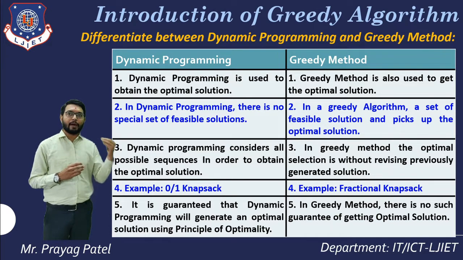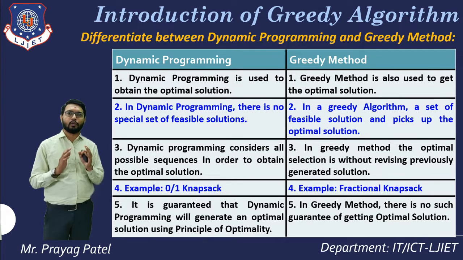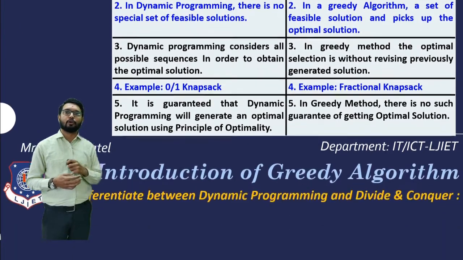But if you want to find the change for 7, then you first select one coin of 6, then next select one coin of 1. So 2 coins are required. According to greedy and according to dynamic, in both cases 2 coins is the solution. So this is considered the optimal solution.